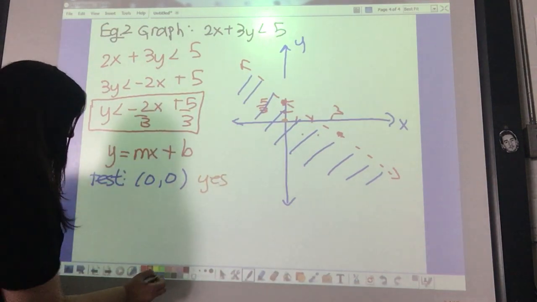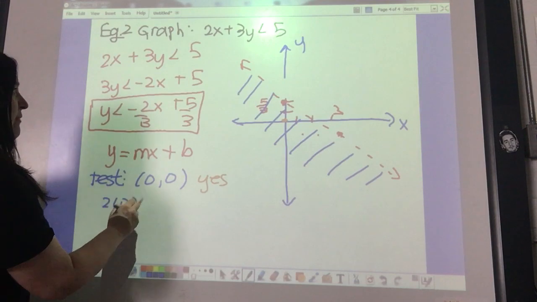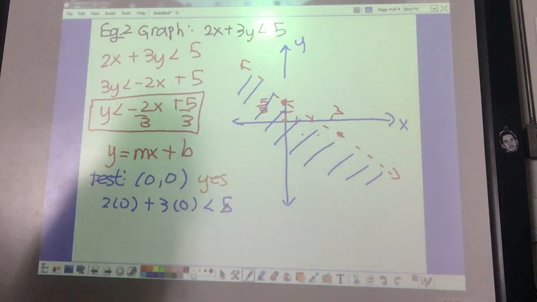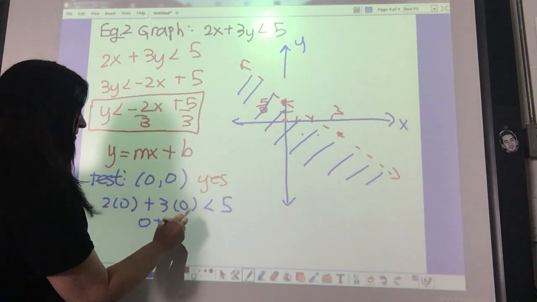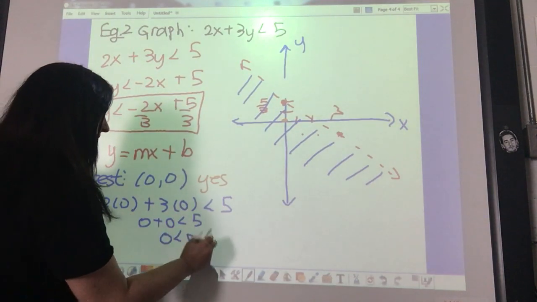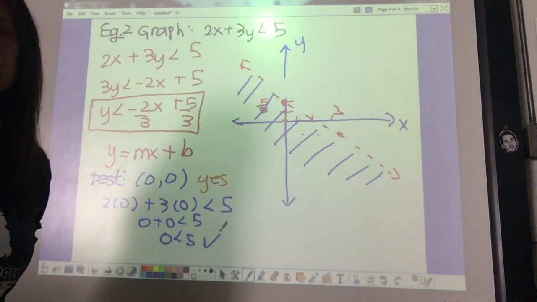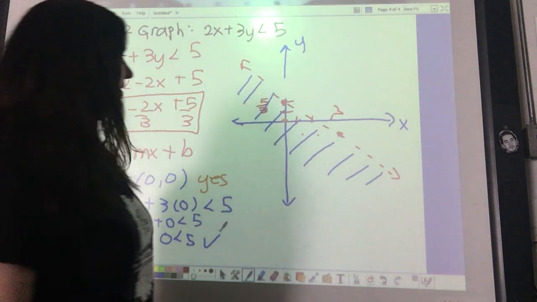Or if I had to test it without the graph, I would replace. We're not using t-charts for this one because we've got that inequality. We have 0, 0. Is 0 less than 5? Yes, that statement is true. So that's 2 ways to verify your solution, but only do that if they ask you to, or if I ask you to in the notes.